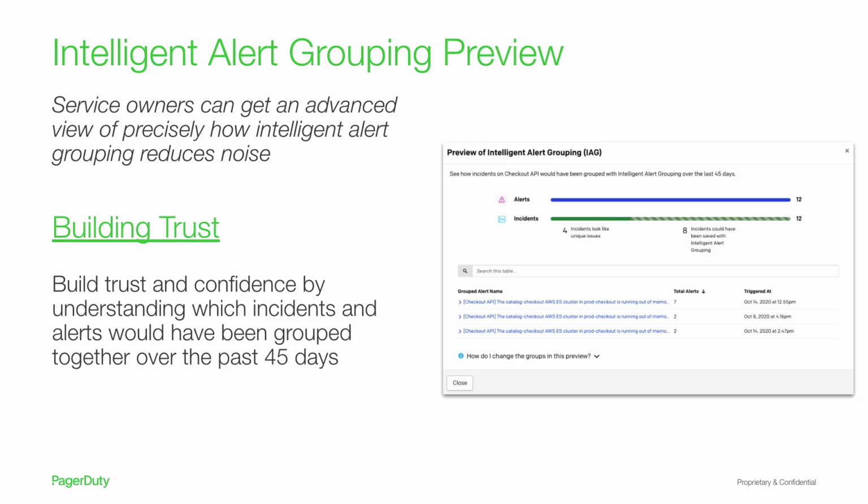With intelligent alert grouping preview, you can build trust and confidence for how alerts will be grouped on your specific services. We provide a 45-day look back that highlights the benefits you'd see in reductions of number of incidents and specifics on the exact alerts that are grouped together. Intelligent alert grouping is available on our Event Intelligence and Digital Operations plans. However, all customers can now access Intelligent Alert Grouping Preview to get insights on how noise can be reduced on your specific services.